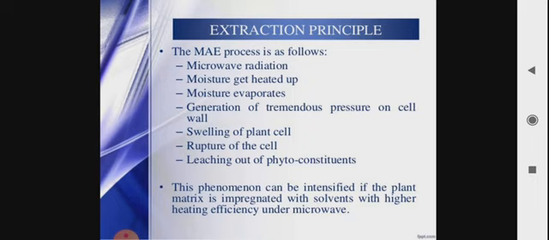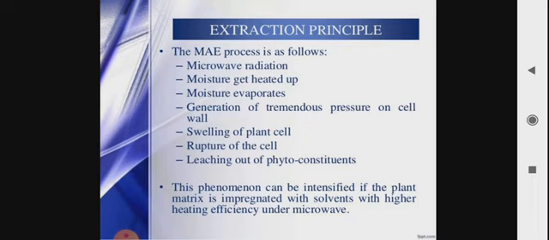Moisture evaporates, then generation of tremendous pressure on cell wall, then swelling of plant cell, rupturing of the cell, and leaching out of phytoconstituent. Means when rupturing of the plant material or the cell wall occurs, solvent can easily penetrate into the plant material or inside the cell. That's why solubilization of the active constituents takes place, and the maximum amount of active constituents comes out from the plant material. So this is the basic principle of microwave assisted extraction method.